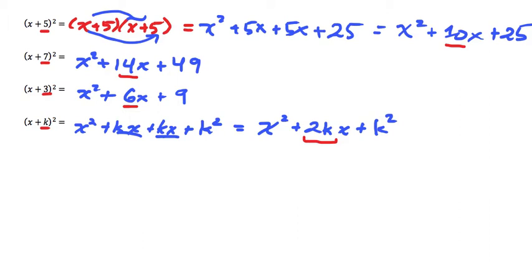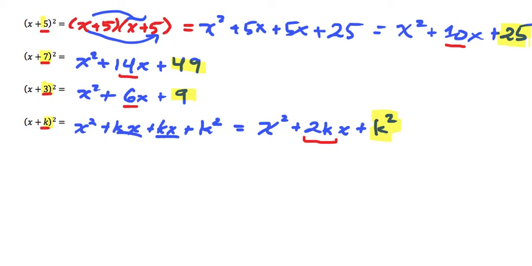And then the other pattern is sort of the same thing, but this term here and the constant term of the expanded form. So you have x plus 7, once we squared that, the constant term is 49. And once we have 3 here, the constant term is 9. And once we have k here, the constant term is k squared. So I hope you see the pattern here. 5 squared is 25, 7 squared is 49, 3 squared is 9, k squared is k squared.